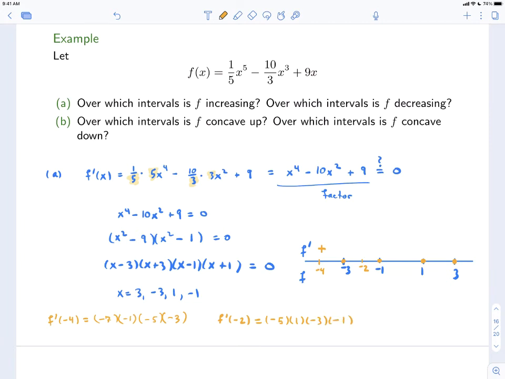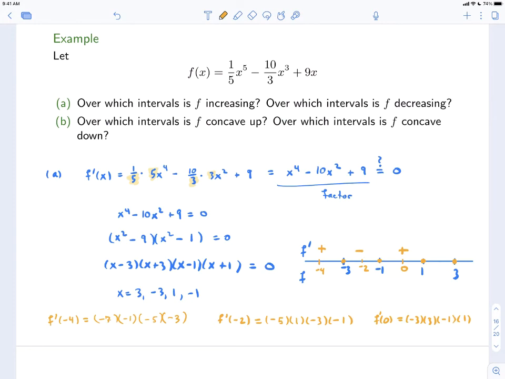And we can see that this is 3 negative numbers times a positive number, so the result will be negative. And now we pick something between minus 1 and 1, so a natural choice would be 0. You can pick any number you want. So what is f prime at 0? This is going to be negative 3 times positive 3 times negative 1 times positive 1. Two negatives, two positives, so that's going to give you a positive.